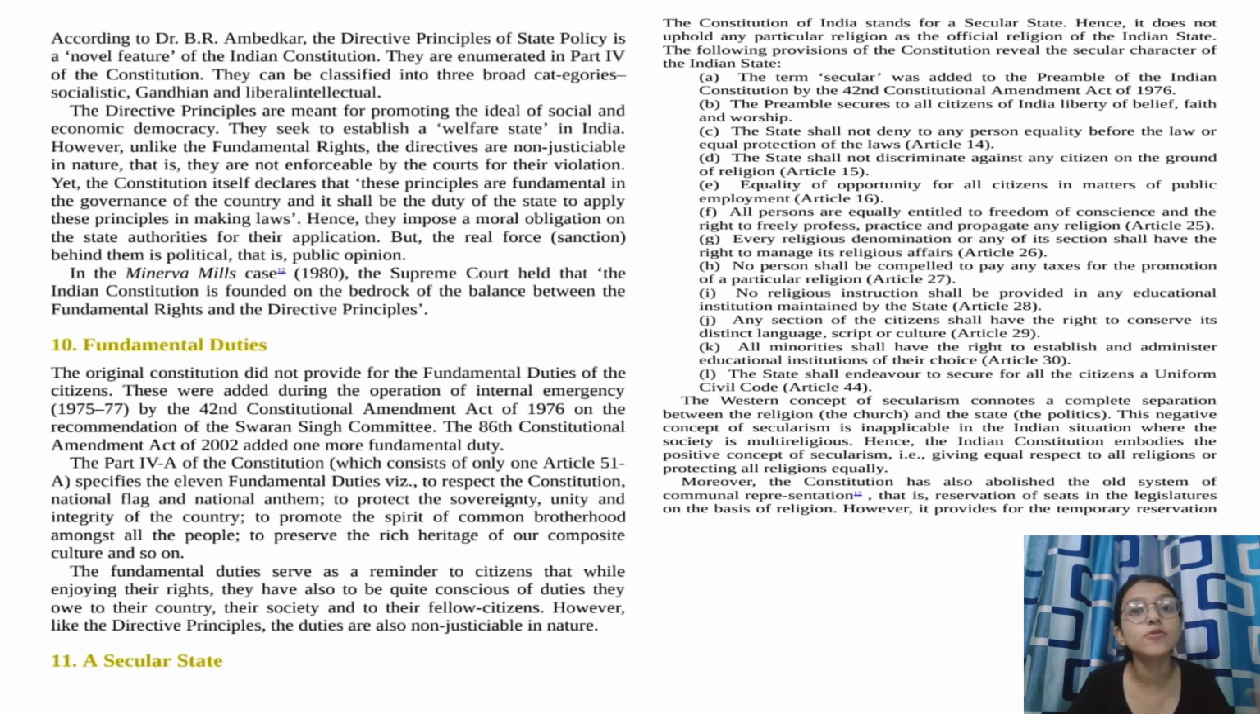But it would be good if the state can follow it for the better governance of the state. Then we have fundamental duties. Just because we have certain rights, it is our duty to have certain fundamental duties towards our constitution, towards our citizens, towards our fellow people. So that is what fundamental duties exactly talks about.